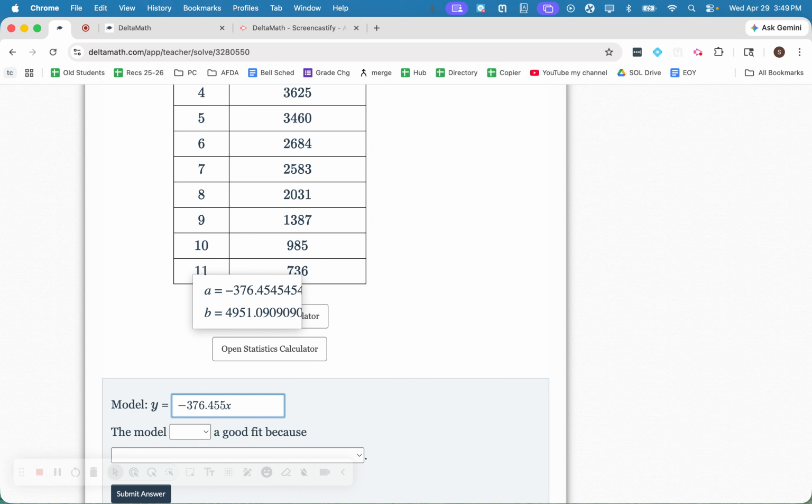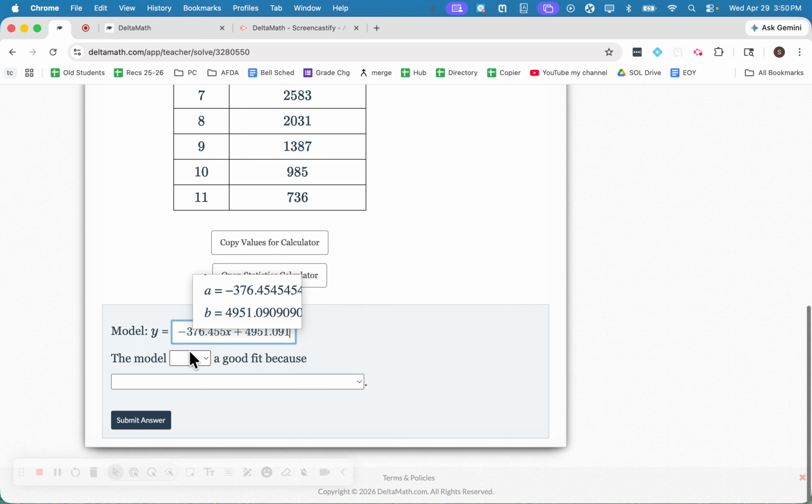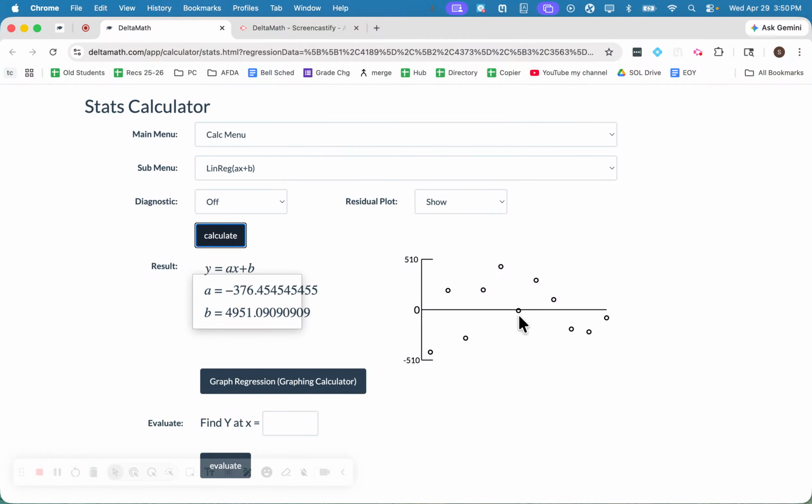X plus 4951.090, and then the 4th decimal place is a 9, so I'm going to make this into a 1. Okay, so far so good. Now, for the model, I got some choices: is it a good fit or is it not a good fit? Well, let's go back to this residual plot.